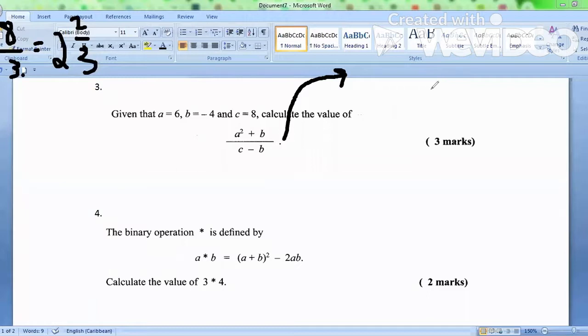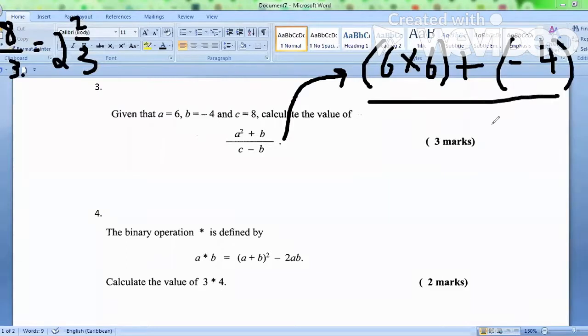All right. So we have 6 times 6. Plus negative 4. Plus -4, not true? Yes, sir. And you can just put that in brackets. And then we have 8, subtract -4. When you see the 2 negative signs, it becomes a positive. So it's going to be 8 plus 4.